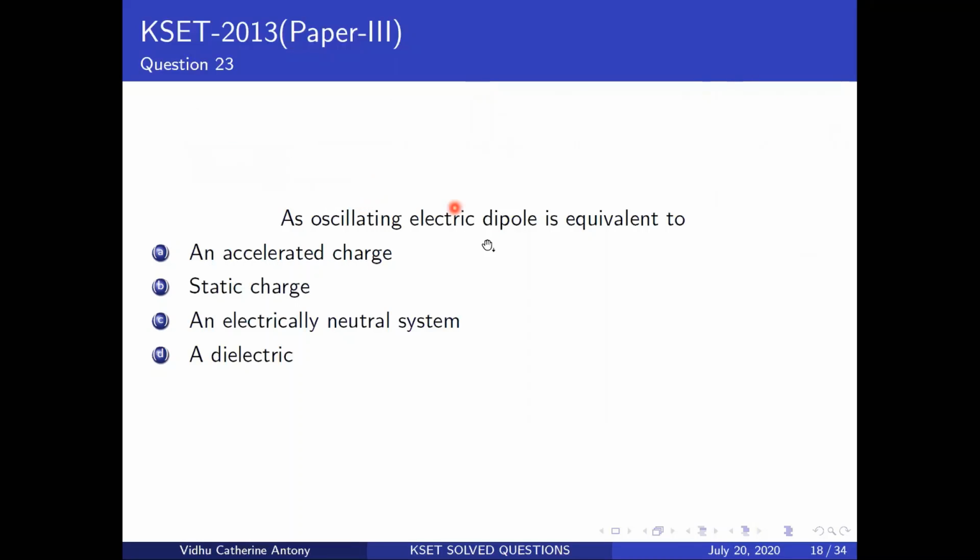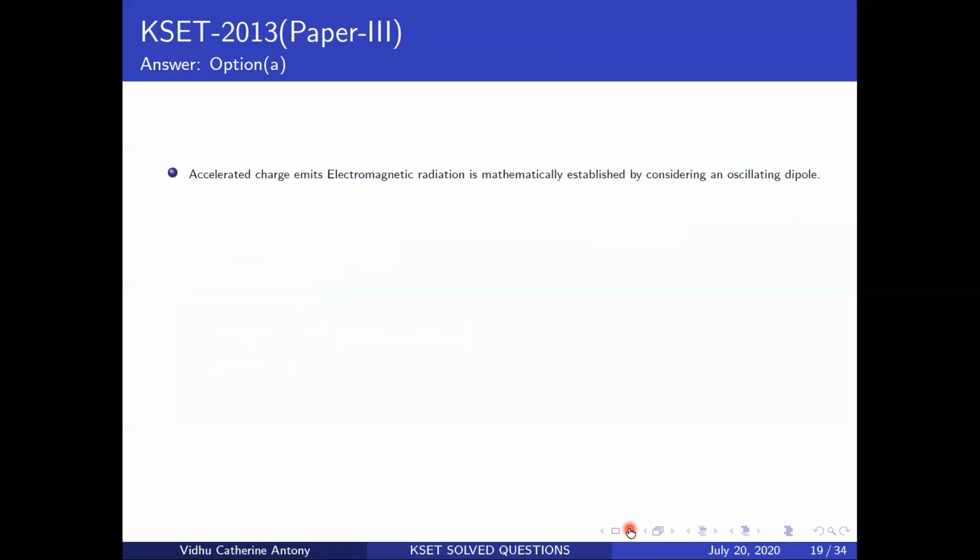So an oscillating electric dipole is equivalent to an accelerated charge, is what they say. Basically, from your accelerated charge formula, your Larmor formula, you will be able to get the time average power for your oscillating electric dipole. Okay, so let's look at this. This is probably the formula that you have done in your second semester. You have the power radiated by a point charge, called the Larmor formula.